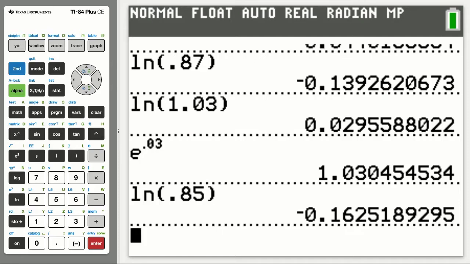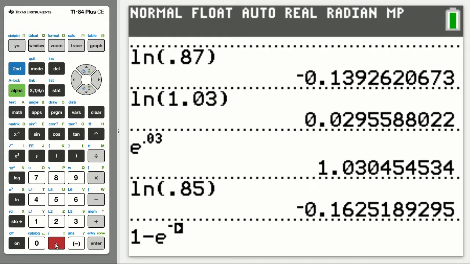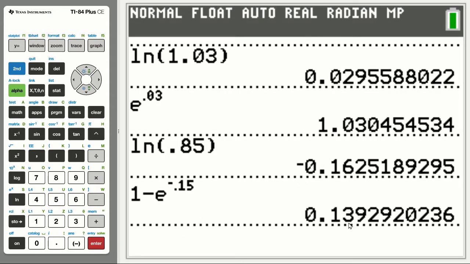And so now on my calculator right here, we just go 1 minus, and then here it's e to the negative 0.15. All right, and hit enter. This is now our final rate here. This is our, I should have said periodic rate, periodic decay rate. All right, so that's the value.